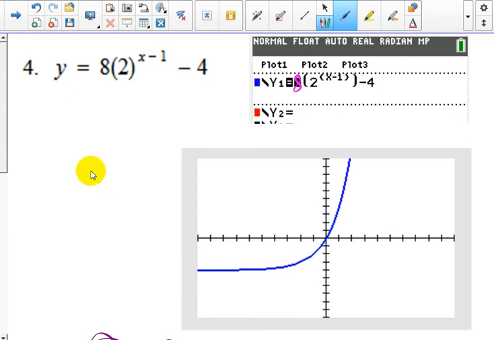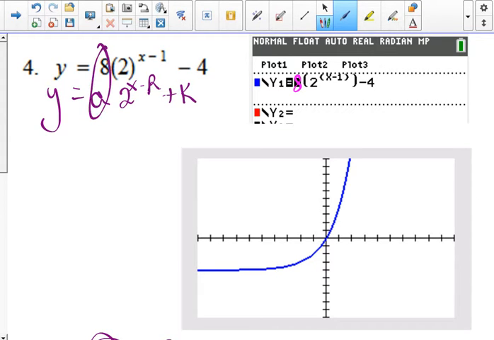So number 4 says y equals 8 times 2 to the x minus 1 power minus 4. Well, we learned that there's a formula that goes with this, and it's really y equals a times whatever your base is, which is 2, to the x minus h power, plus k. Right, so you've got 8 is a, 2 is our base, x minus h is 1, and k is negative 4.